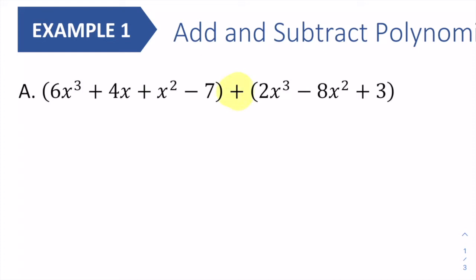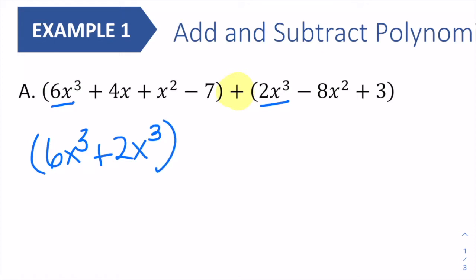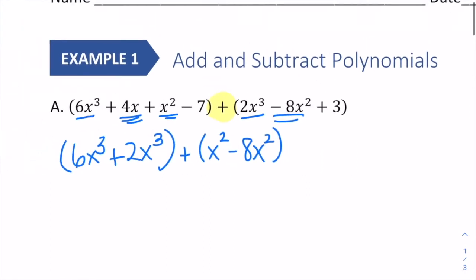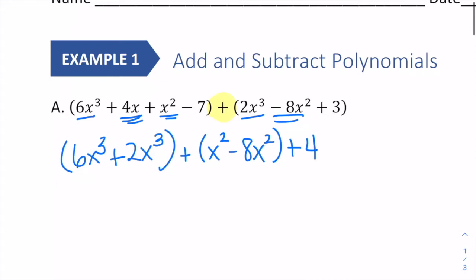So what I want to do is find the like terms. So we have 6x cubed and 2x cubed. We're going to use the commutative property and move them together, and I'm using parentheses, which is the associative property. And then, going by order here, we have x squared and negative x squared. So I'll put those two together. We have a 4x, which is going to be all alone because there are no other like terms.